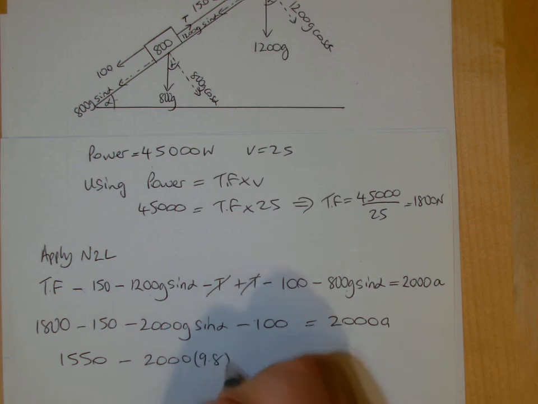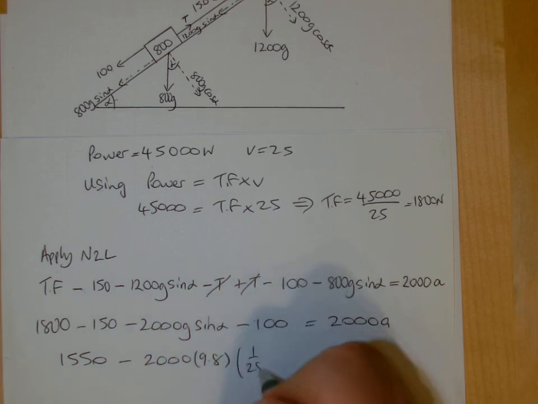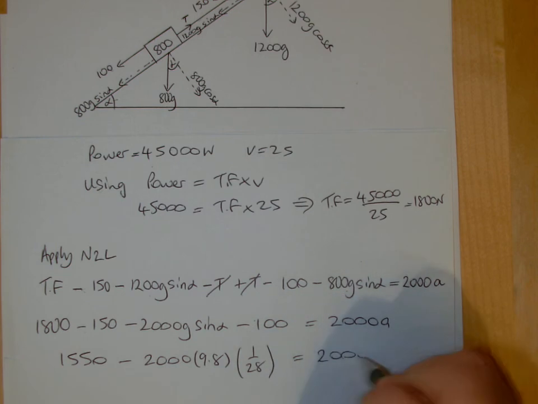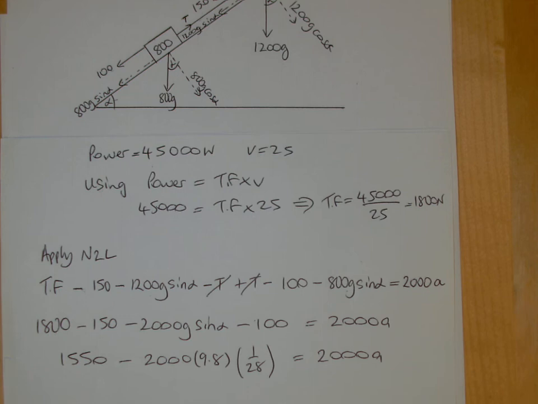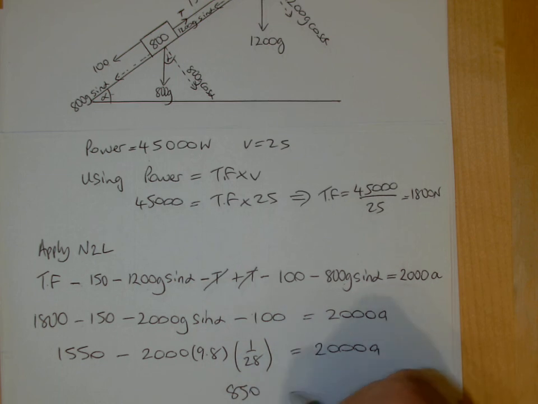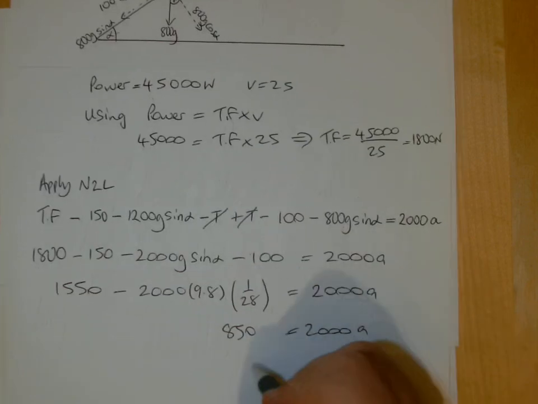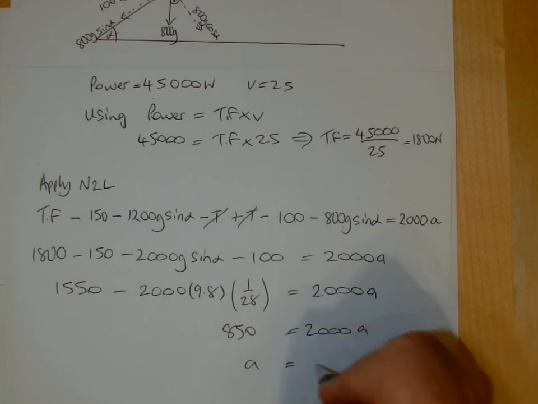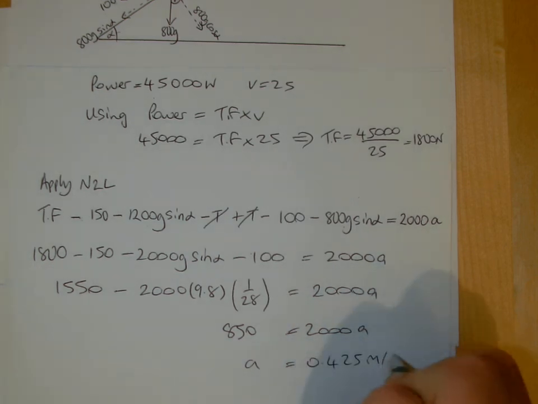g is 9.8, sine alpha is 1 over 28, and that will equal 2000 A. I'm just going to work that out on my calculator. So I get here 850 equals 2000 A. So A will be 850 divided by 2000, and that comes out to be 0.425 meters per second squared.